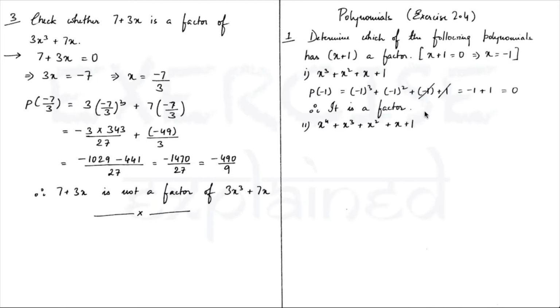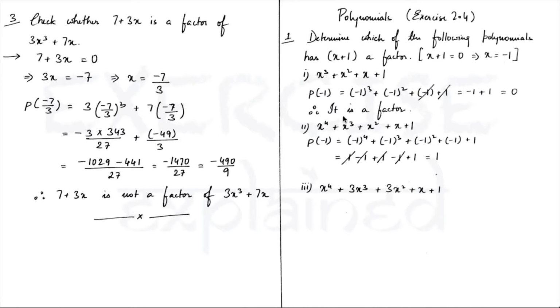Let's get into the next one, which is x to the power of 4 plus x cube plus x square plus x plus 1. Again, I'll be substituting minus 1 here and I get minus 1 to the power of 4 plus minus 1 cube plus minus 1 square plus minus 1 plus 1.